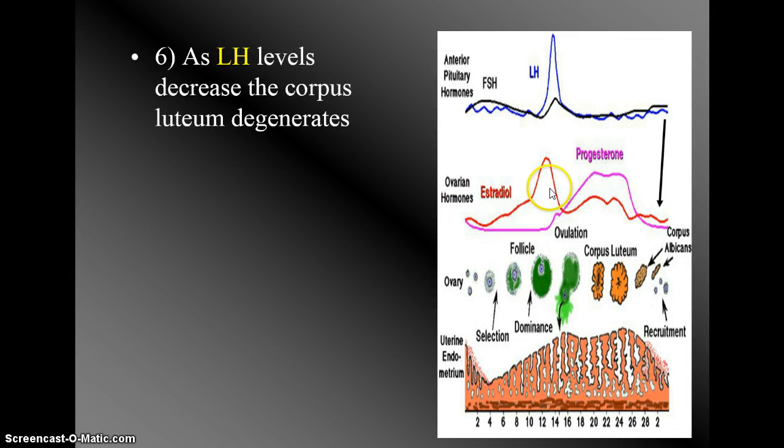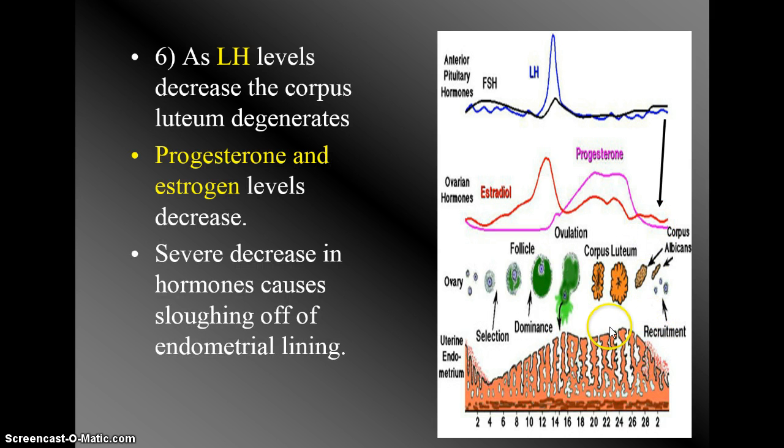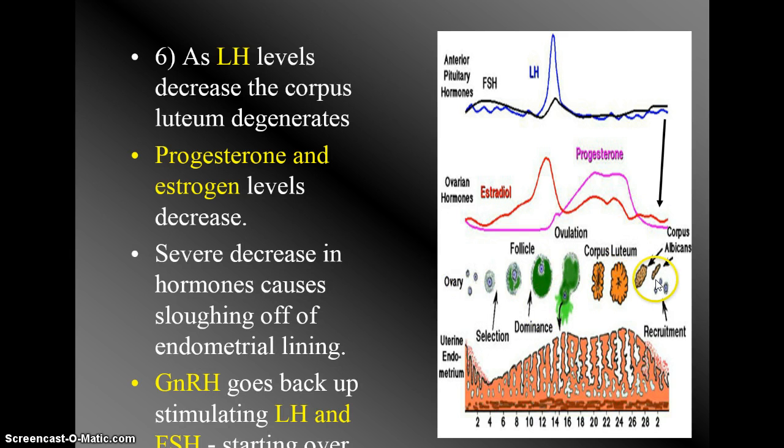Okay. What happens then is after a couple weeks, if no fertilization has occurred, then you're going to see a significant drop in progesterone and estrogen. So this corpus luteum only lives for 2 weeks if there's no fertilization. And so if there's no fertilization, these hormones drop, and that stimulates the sloughing off of the endometrial lining or the woman getting her period. And that's what happens most of the time. Then that sloughing starts the cycle over again because no pregnancy has occurred.